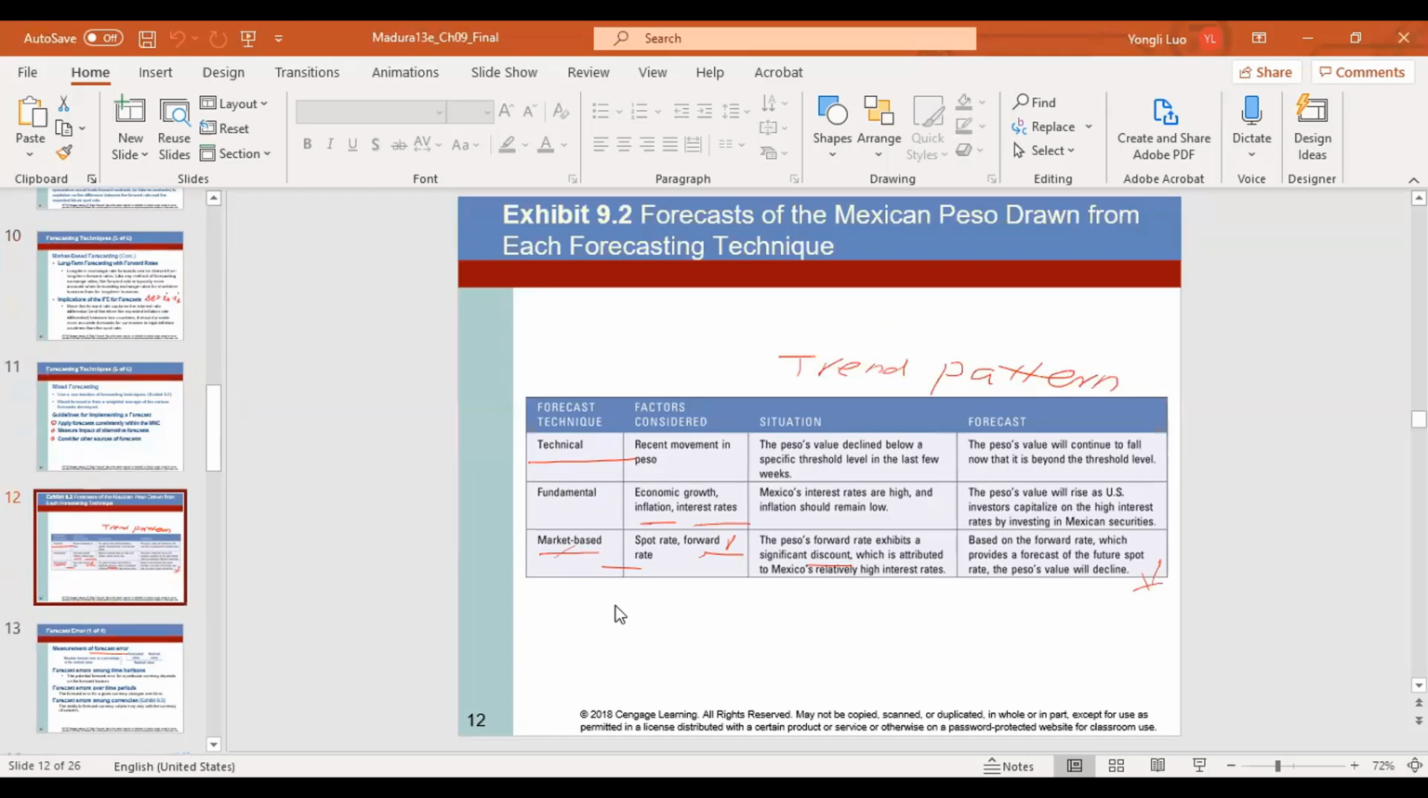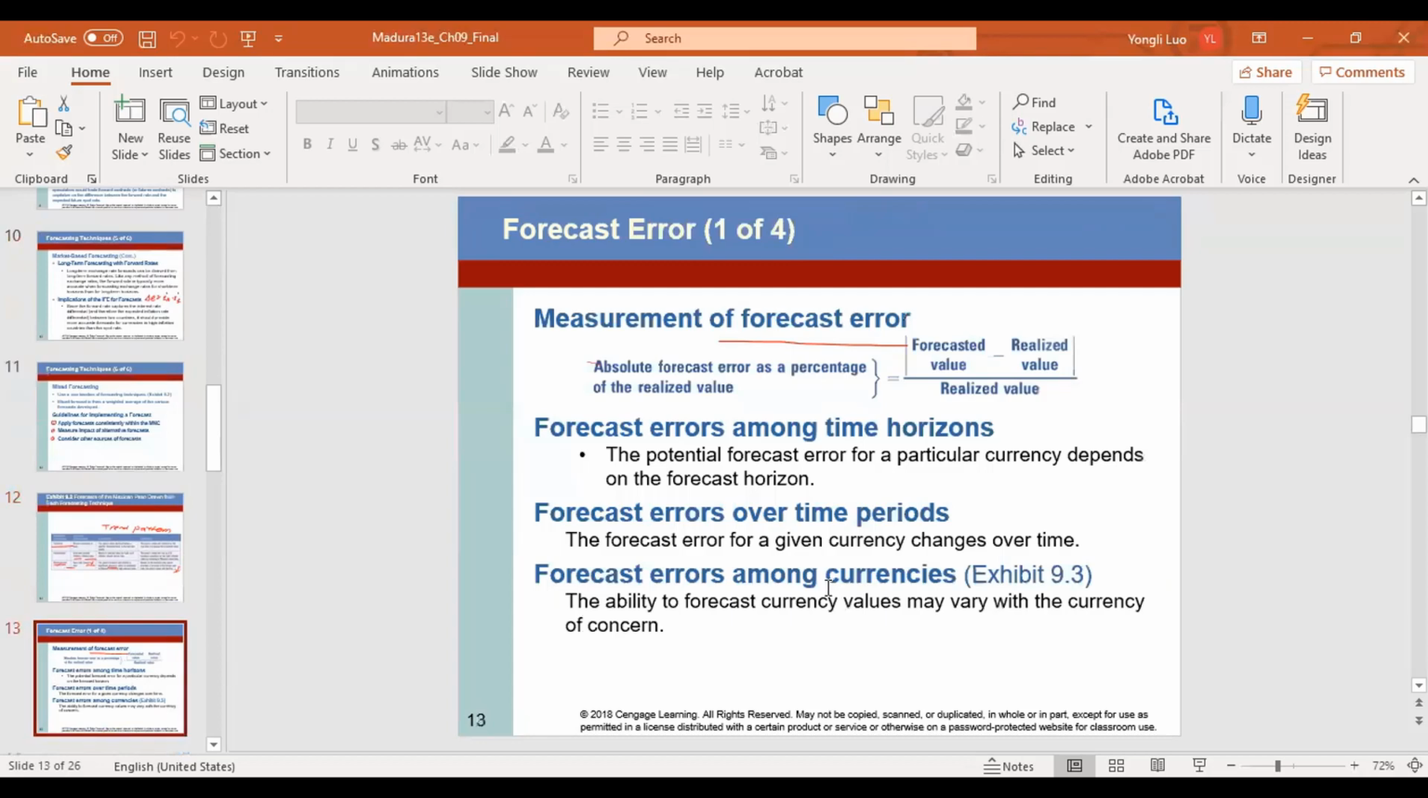So each type of forecasting technique has its own situations, factors, and forecast accuracy. Forecast error is measured by the absolute forecast error as a percentage of the realized value, equal to the forecast value minus the realized value, divided by the realized value.